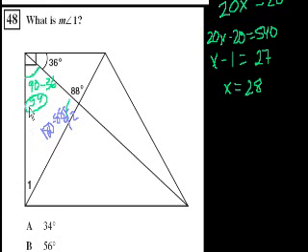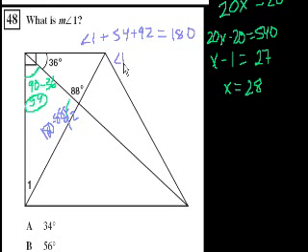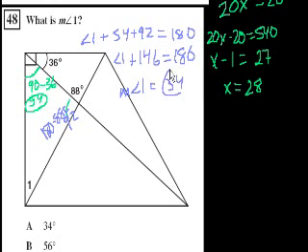Now this angle 1 plus the 54 plus the 92 is equal to 180. So the measure of angle 1 plus 54 plus 92 is equal to 180. 54 plus 92 is 146, yeah, I think that is right. Subtract 146 from both sides. The measure of angle 1 is equal to 180 minus 146, which is 34 degrees. So the answer is A.